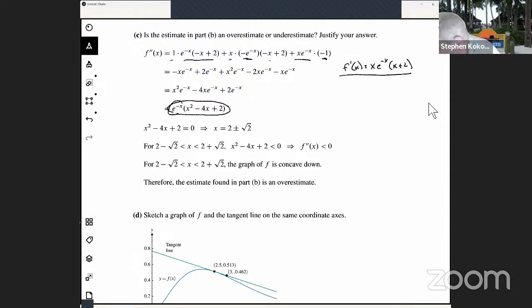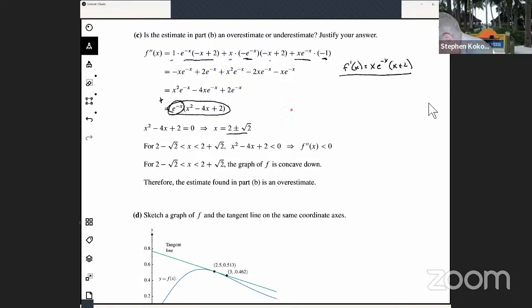I know that this exponential expression is always positive. So I'm left with figuring out what that quadratic does. What I tried to think about is, first of all, is it always positive or always negative? And the answer to that is no. So I had to solve that quadratic for x, and I arrived at these two values of x.